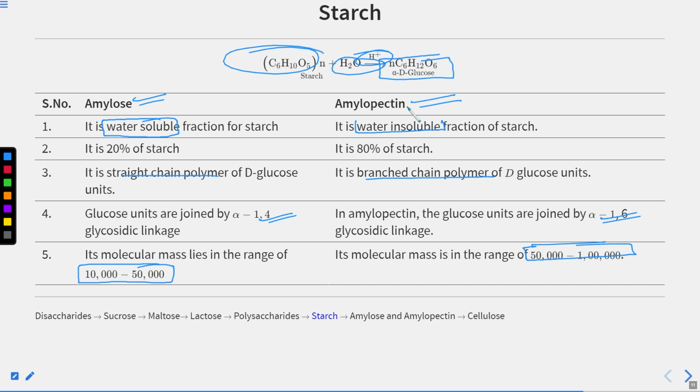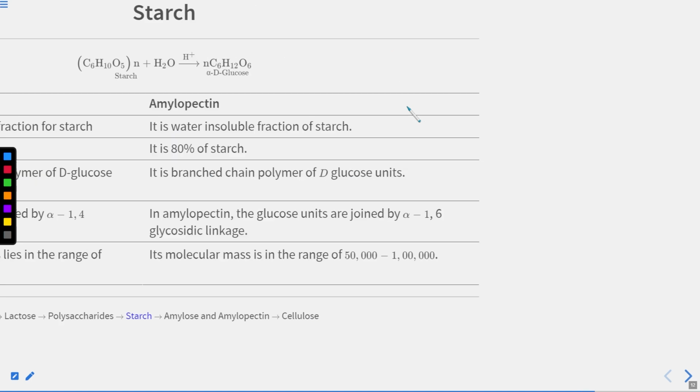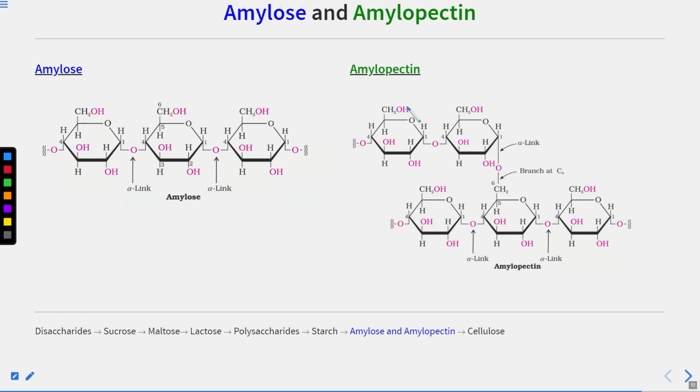Next we will move to amylose and amylopectin. Starch consists of two types. First is amylose, second is amylopectin. We have seen the difference that amylose is soluble in water, whereas amylopectin is insoluble in water. Amylose is 20% of starch, whereas amylopectin is 80% of starch.